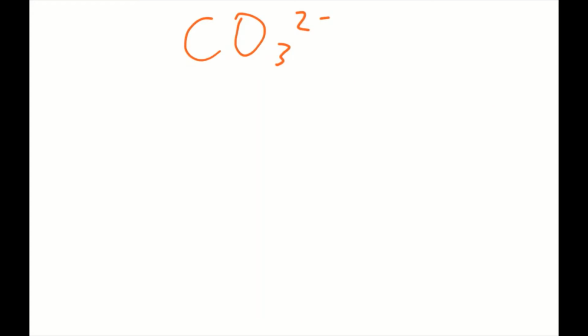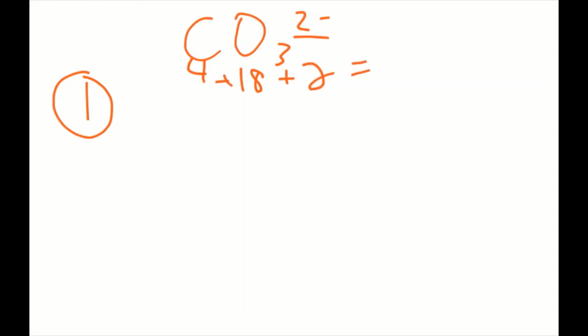Carbonate, CO3 2-. Now, how do we tackle this? Well, let's count the number of valence electrons. Carbon is 4, oxygen is 6, 6 times 3 is 18, and since it's 2-, that means that 2 atoms, or maybe 1 atom, gained a total of 2 electrons. So there's an excess of 2 electrons, and you add them together, and you get 24 valence electrons total.